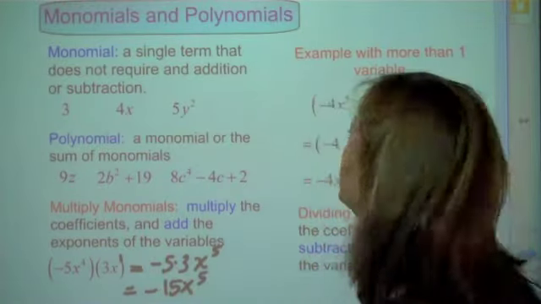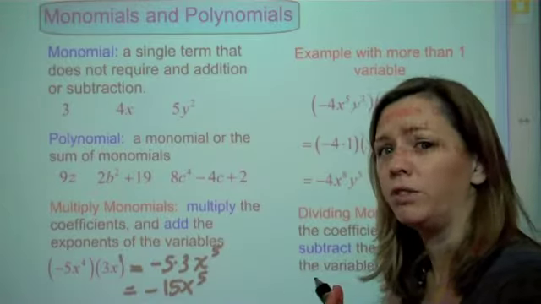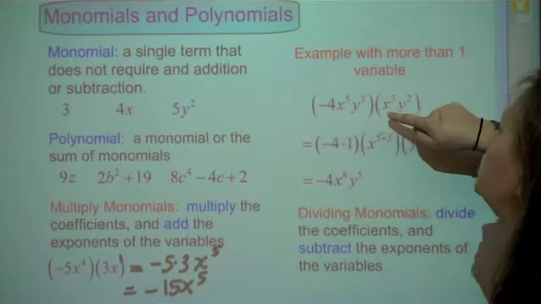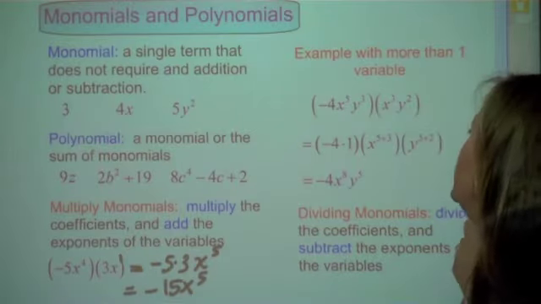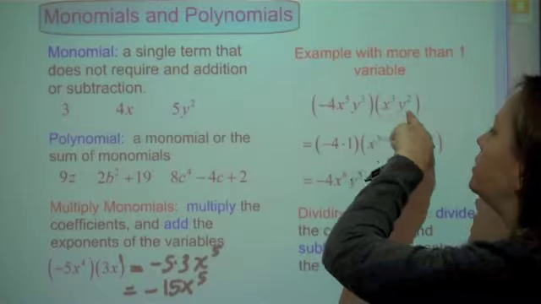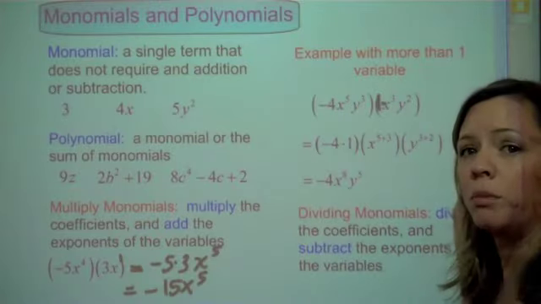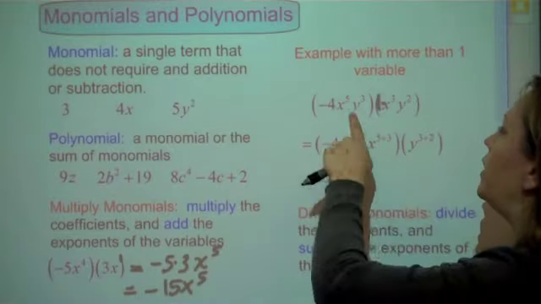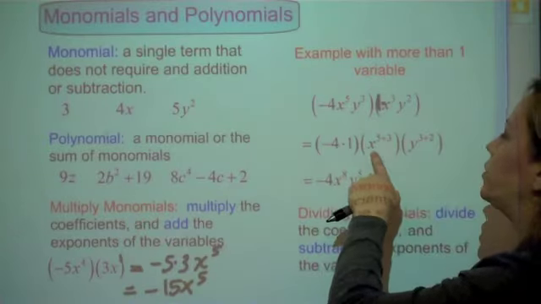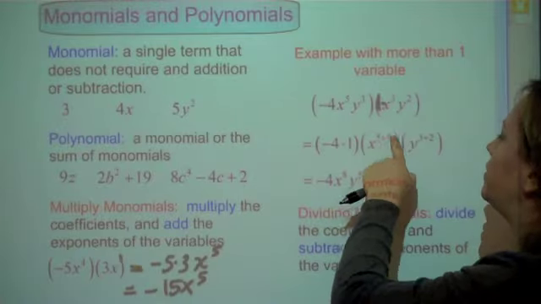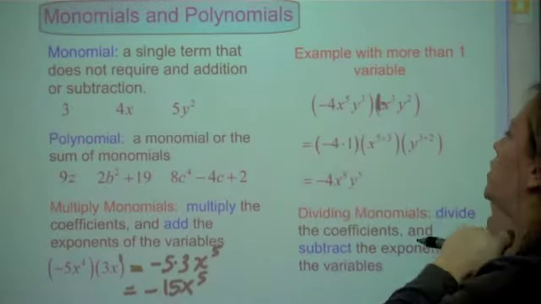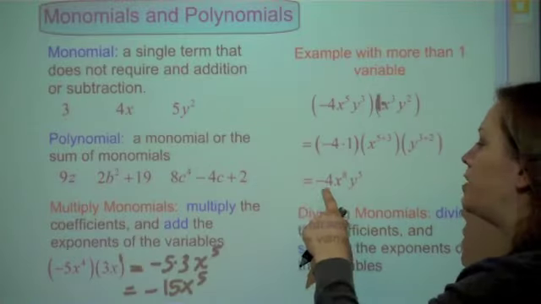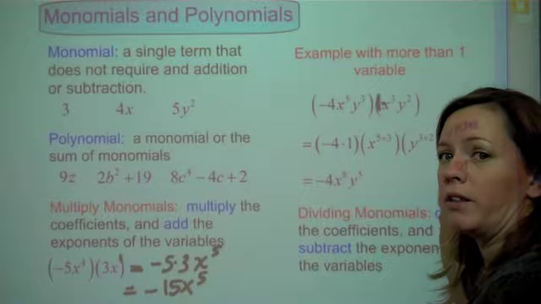All right, let's take a look at another example. Here we've got several different variables. We've got negative 4x to the 5th y cubed times x cubed y squared. So remember here, when we don't see a coefficient, we're really multiplying by 1. So multiplying the coefficients gives me negative 4 times 1. Then we have x to the 5th times x to the 3rd. So we're going to add the exponents. We have x to the 5 plus 3. y to the 3rd times y squared is going to be y to the 3 plus 2. So simplifying that gives me negative 4 times x to the 8th times y to the 5th.